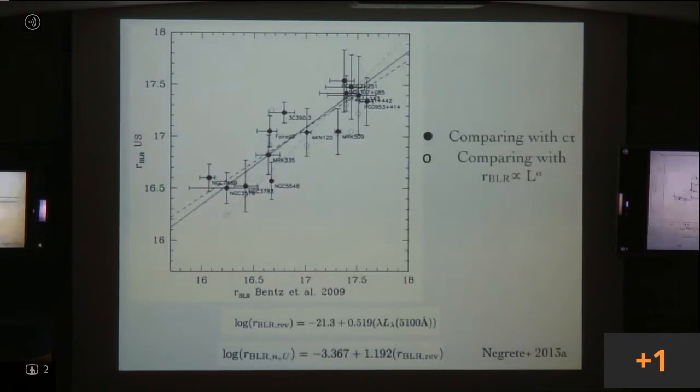Well, comparing with this empirical relation, the dark points are our comparison with the reverberation mapping, and the white dots are comparing with this empirical correlation, and it also correlates very well at low redshift. And this gives us the confidence that we can use our method to measure accurately the size of the broad-line region and also the masses for high redshift quasars.